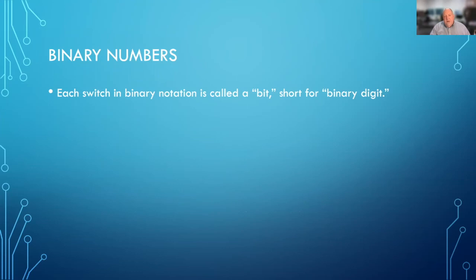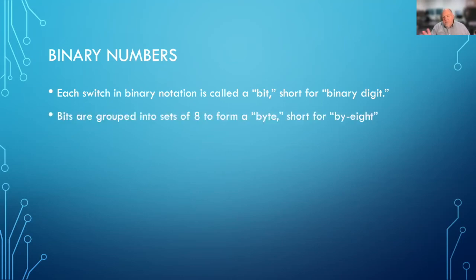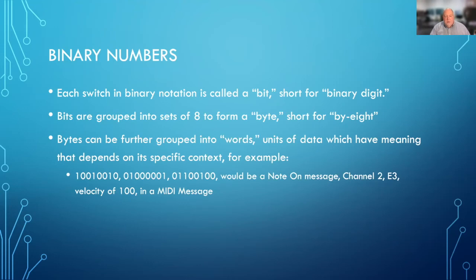Each switch in a binary notation is called a bit, and that's short for binary digit. And we group those bits into sets of 8, and we call those a byte. And it's literally short for the words by 8. Now, bytes can be further grouped into words, units of data, which have meaning that depends on the context.